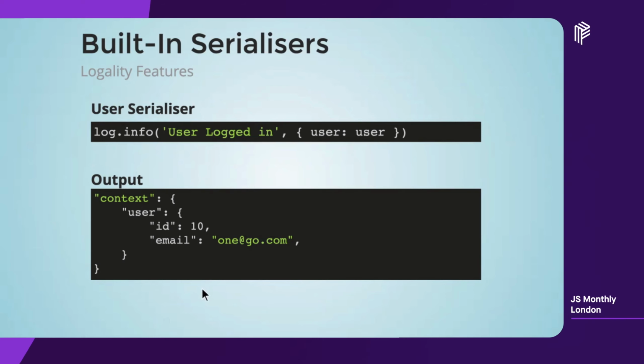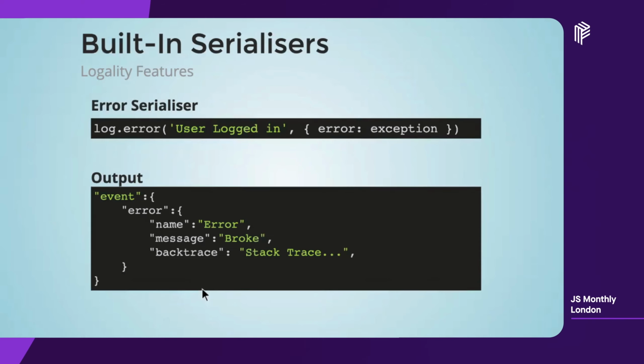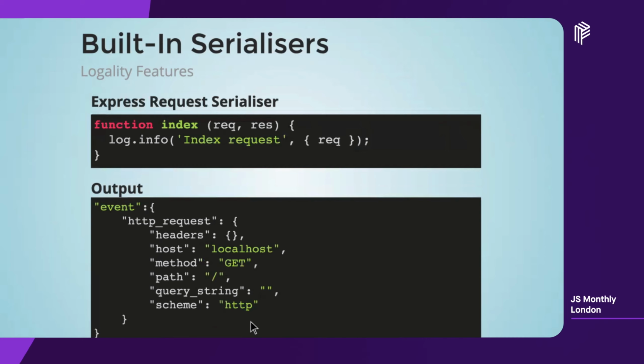There are a couple more built-in serializers. You have a serializer for JavaScript errors. So if you pass an exception, Logality will automatically break it out into name, message, and then it will give you a very nice stack trace that is serialized without new lines. And finally, there is the Express serializer, where you pass the request object of Express, and you get some very nice information out of that already out of the box.